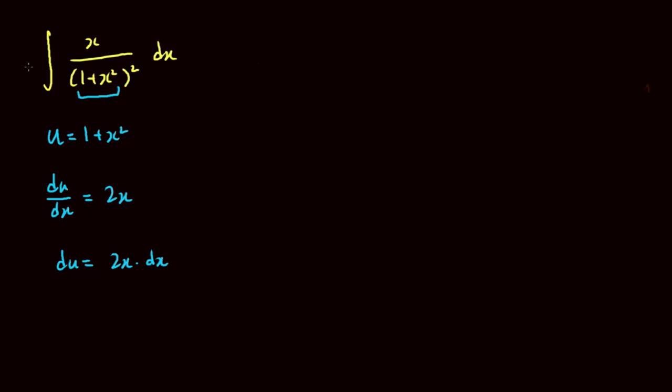But here's the problem, right? We have x dx, and our du is simply 2x dx. So what do we do? Of course, we bring the 2 to the other side, so we can match it. So half du is just x dx. So our integral will be far simpler.